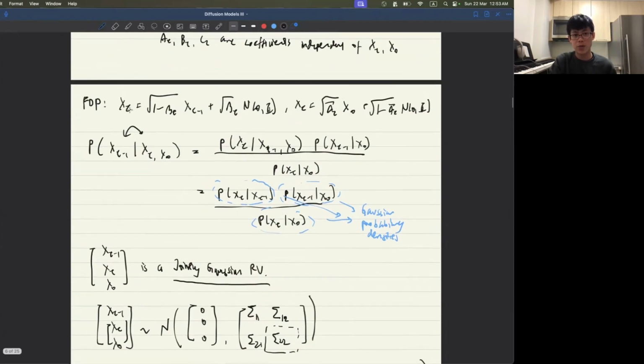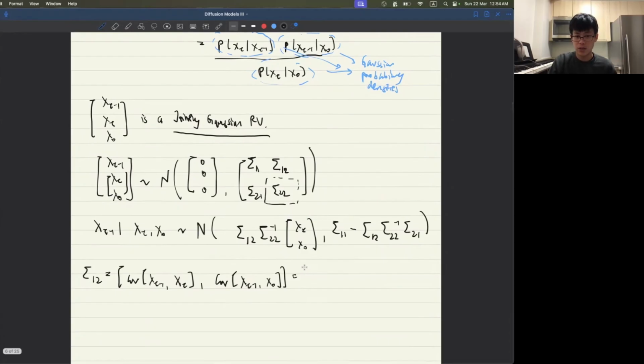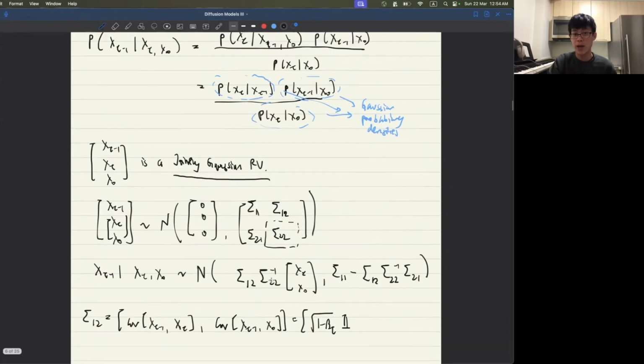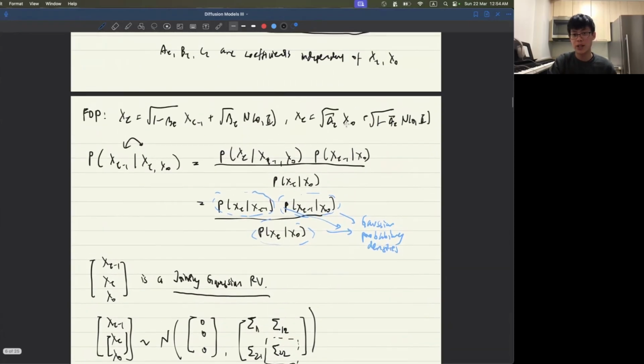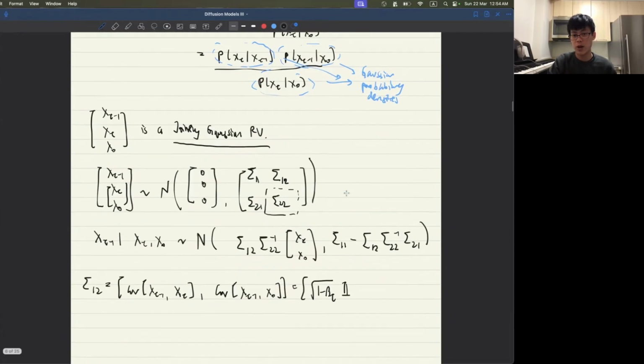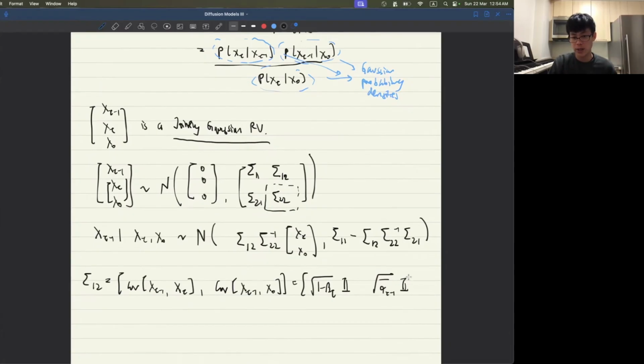If we look at the top, right, xt is a multiplier times xt minus 1, and the additional noise term doesn't really affect the covariance in any way since it's independent. So this is just precisely square root 1 minus beta t times the identity matrix, because that's the variance of xt minus 1, right? Remember the invariance. For the covariance of xt minus 1 to x0, we go back up and we look at the n-step equation, and we see that it should be square root alpha t minus 1 bar times I.